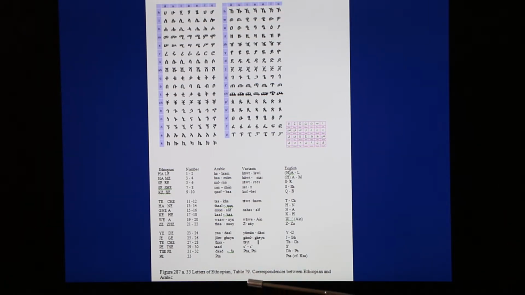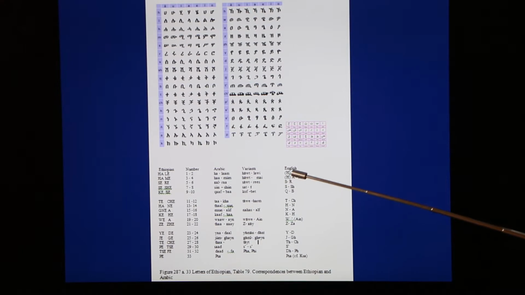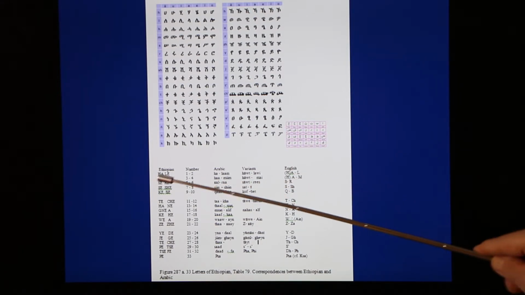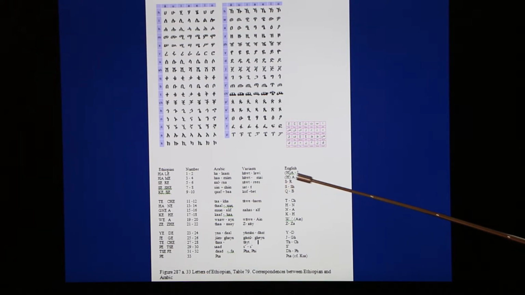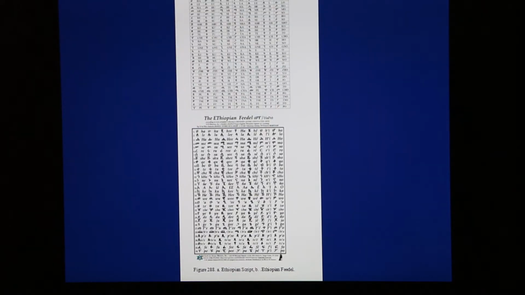This is the 33 letters of Ethiopian. Now I go Hale, Hame, Sere, but if I translate that back, so here's the Ethiopian, here's the Arabic, here are variants, and here's the English. It's again AL, AM, SR, SH, QB, and so on. And numbers 1, 2, 3, 4, and so on. And here are 2 examples of how they're done in the formal way.